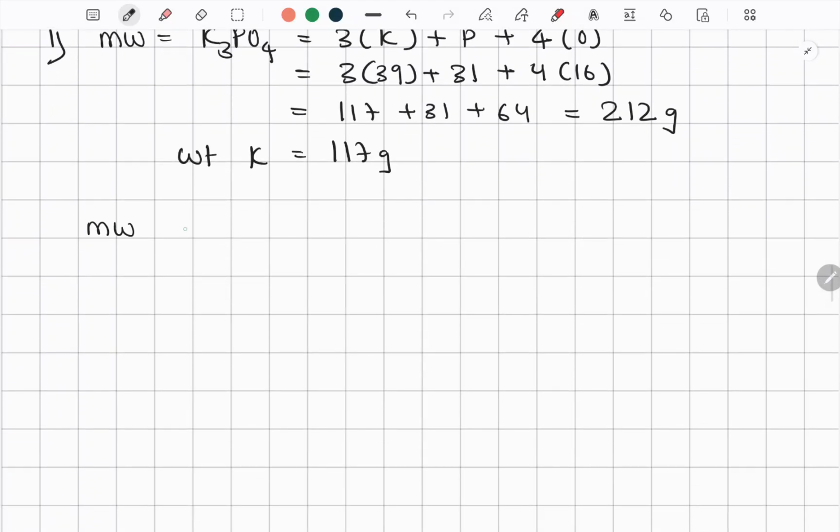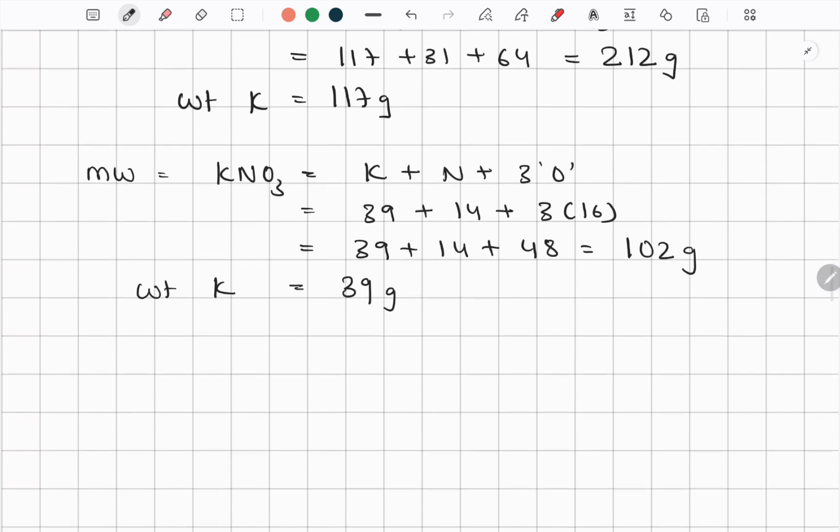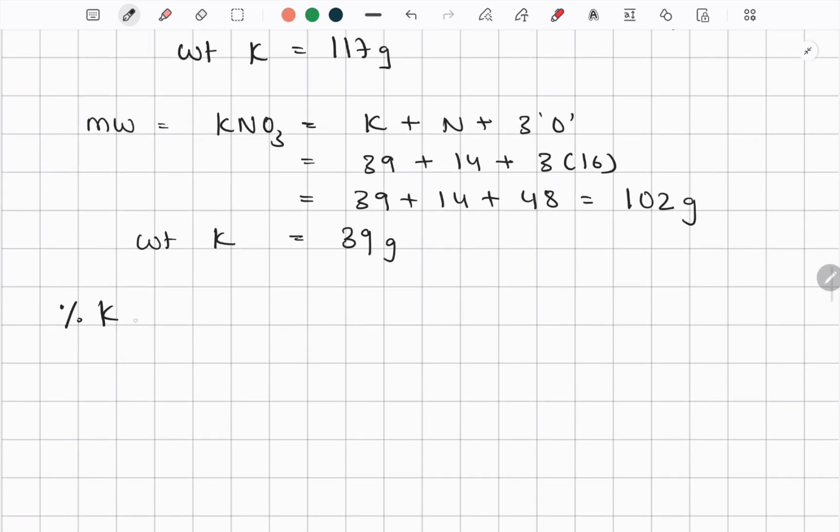The molecular weight of KNO3 is 1 potassium, 1 nitrogen, and 3 oxygen. Potassium is 39, nitrogen is 14, and oxygen is 3 into 16. So it is 39 plus 14 plus 48, which equals 102 gram. The total weight of potassium is 39 gram here, because we have only one potassium in the formula.